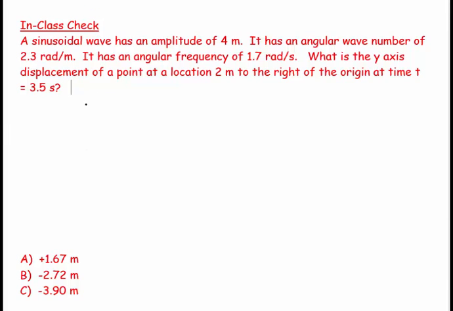Welcome. This question says a sinusoidal wave has an amplitude of 4 meters. It has an angular wave number of 2.3 radians per meter. It has an angular frequency of 1.7 radians per second. What is the y-axis displacement of a point located 2 meters to the right of the origin at time t equals 3.5 seconds?